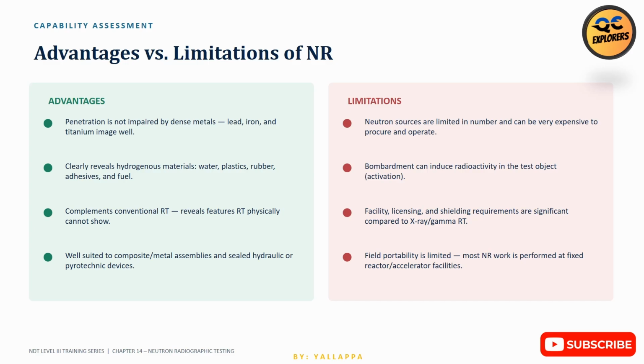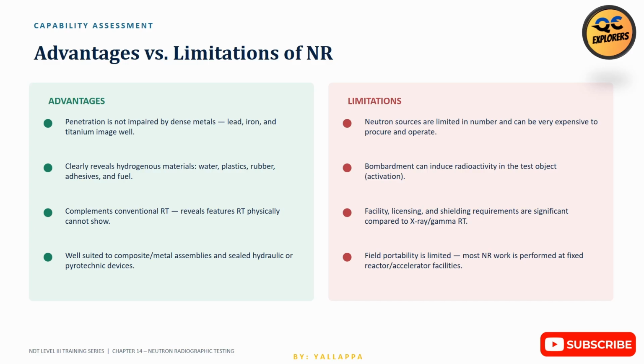Neutron radiography also complements conventional radiography rather than replacing it. In many industries, both methods are used together because each reveals different information. A conventional radiograph may clearly display defects in a metal casting, while a neutron radiograph can reveal trapped moisture, missing adhesive, damaged seals, or internal polymer components hidden within the same assembly. This capability has made neutron radiography especially valuable in aerospace, defense, nuclear engineering, and advanced composite manufacturing.